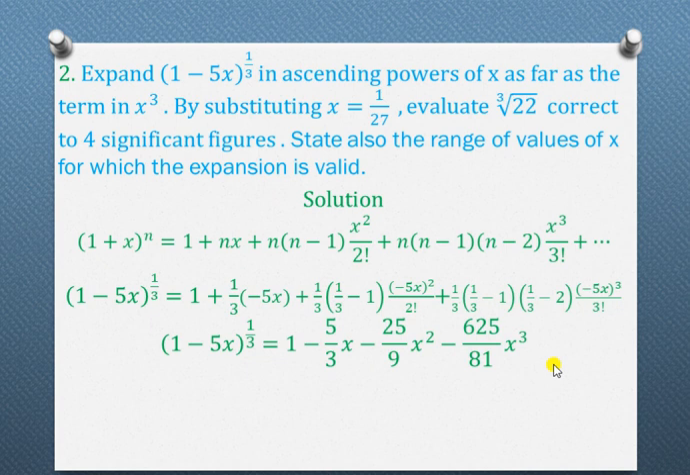So we have just expanded. But remember, they told us by substituting x equals 1 out of 27, we evaluate this correct to 4 significant figures. So what are we going to do? Since they have told us you substitute, if they have given you the value already, unlike in the previous case where they didn't give it to us, you are going to substitute both on the left-hand side and the right-hand side. That is going to be the simplest way of going through it. Substitute it on the left-hand side of this and also substitute it on the right-hand side of your expansion.